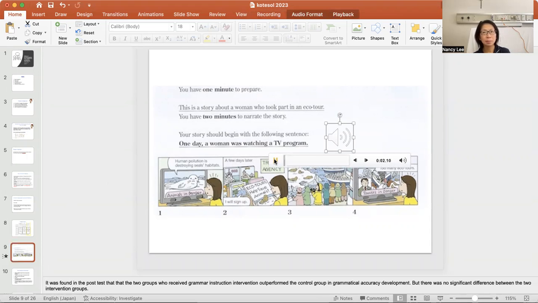One day, a woman was watching a TV program. TV program showed human population was destroying its habitats. And she feels sad and she thinks. She thought what she can.